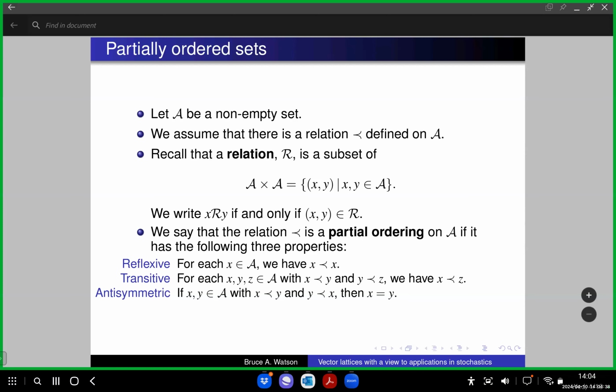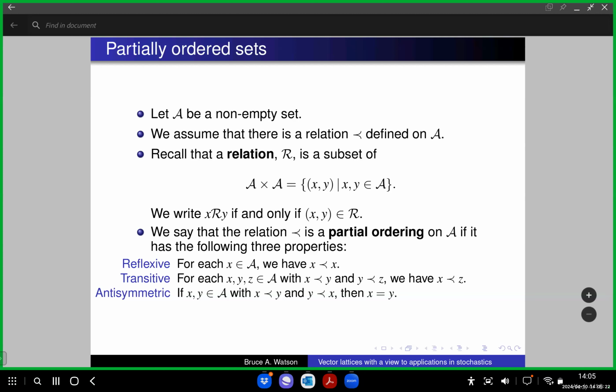What we're interested in for this talk are relations which are called partial orderings on the set. And these have three properties. You require that each element of A has to be related to itself. So each element X in A is a predecessor of itself. Secondly, we require transitivity. If we have three elements from A, and X is below Y, or a predecessor of Y, and Y is a predecessor of Z, then we can jump over Y to get that X is a predecessor of Z.